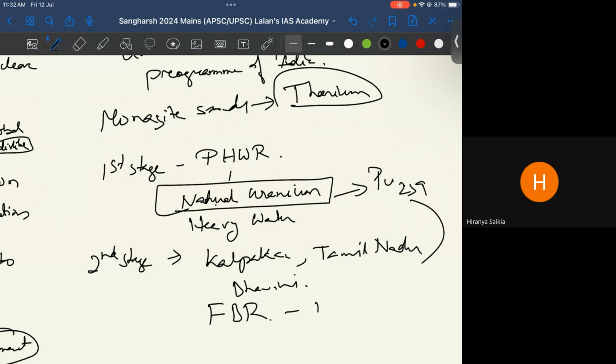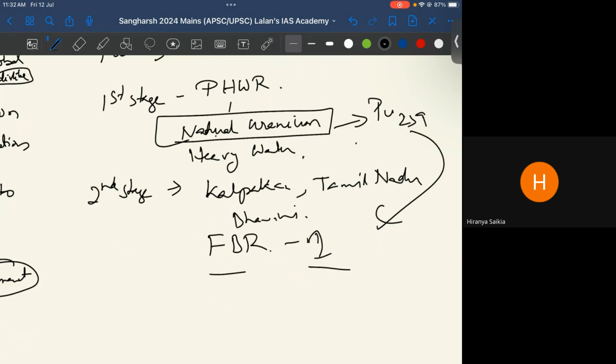So if plutonium-239 will be used as a fuel. So plutonium-239 will be the fuel. So sufficient plutonium needs to come out, only then can we do this. So again, this is highly dependent on the success of this. But this is at a nascent stage for us. And the third stage is our advanced heavy water reactor.